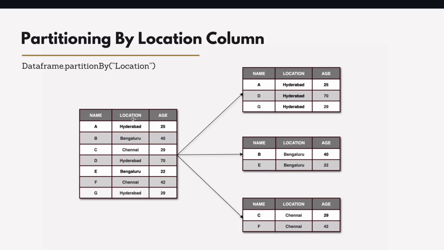So if we partition this data frame by location, it creates new partitions where all the records have the same location as their column value. Here you can see that all the rows with Hyderabad as location are in one partition, Bangalore in another, and Chennai in another. So now we can optimize our query with partitioning.